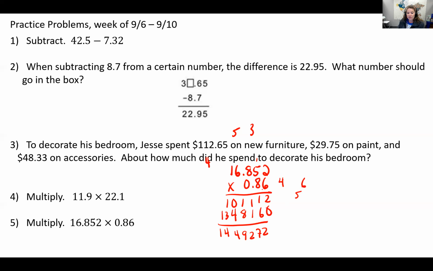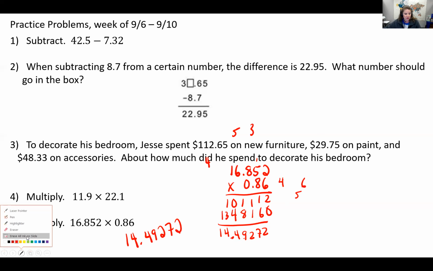And I have 1, 2, 3, 4, 5 numbers behind the decimal. So I got 14.499272. So I hope that's right, and I hope that's what you got as well.